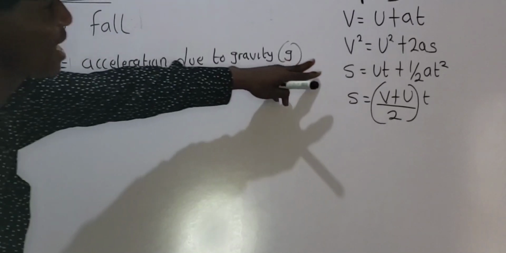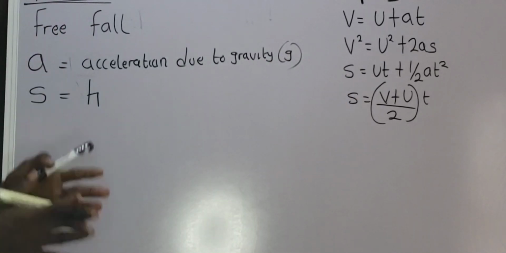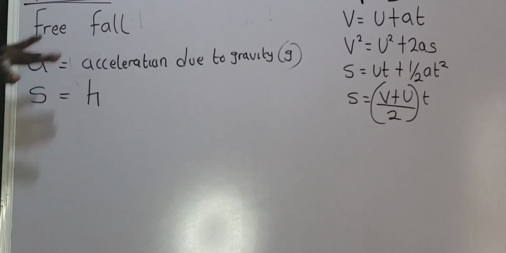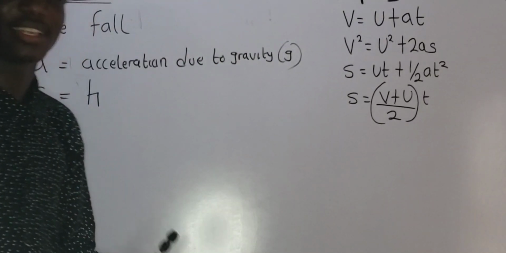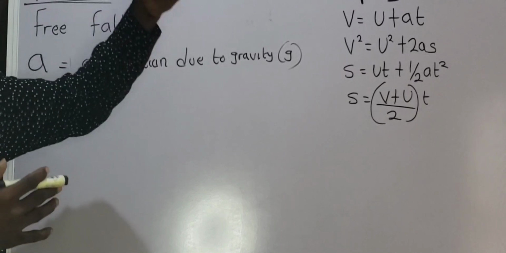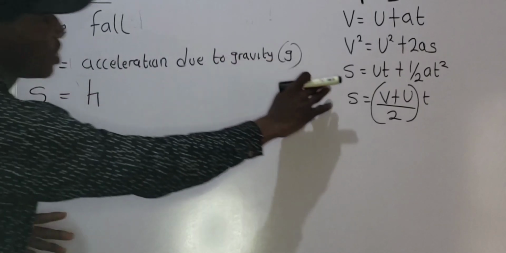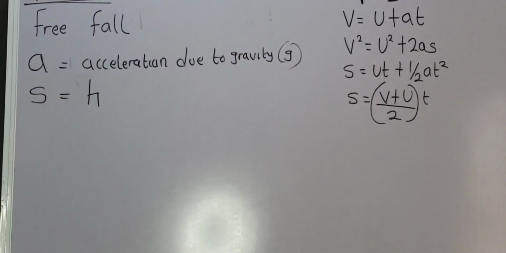So in uniformly accelerated motion, s is measured horizontally, but in free fall the distance is measured vertically. For example, if I throw this marker up and the marker comes down, I cannot say how far, I can only say how high the marker goes. So for free fall, we represent s, which serves as distance in uniformly accelerated motion, as height. Do you understand? So those are the two parameters that change for the equation of free fall.